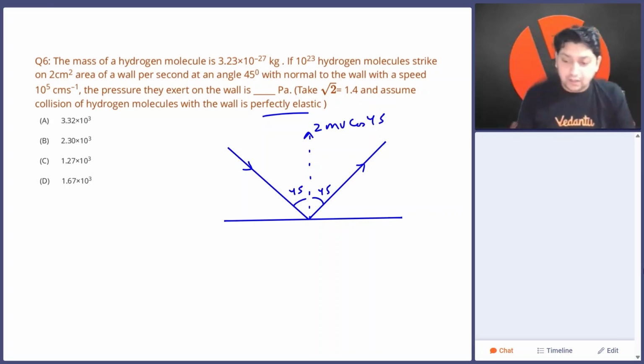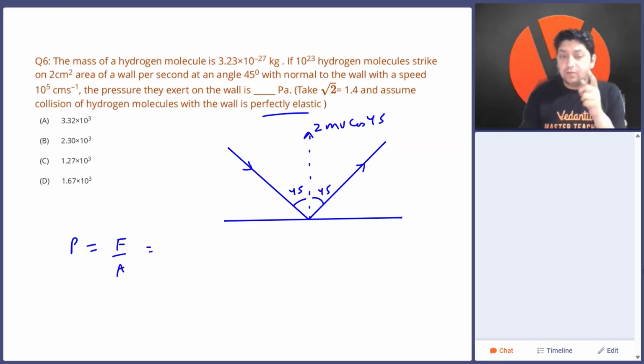So this is the scenario. Now this is the momentum change for one particle. Okay, we need to figure out the pressure. Now pressure is nothing but force upon area, and force over here is nothing but the rate of change of linear momentum. For one particle, the change in momentum is given as this, right?